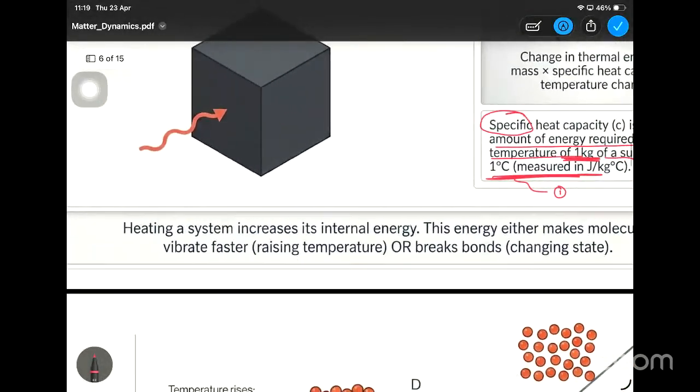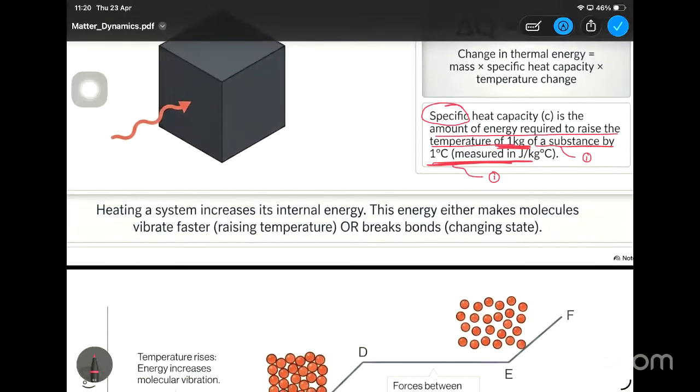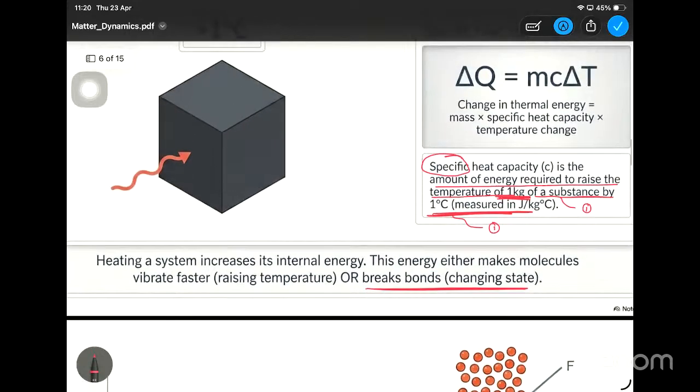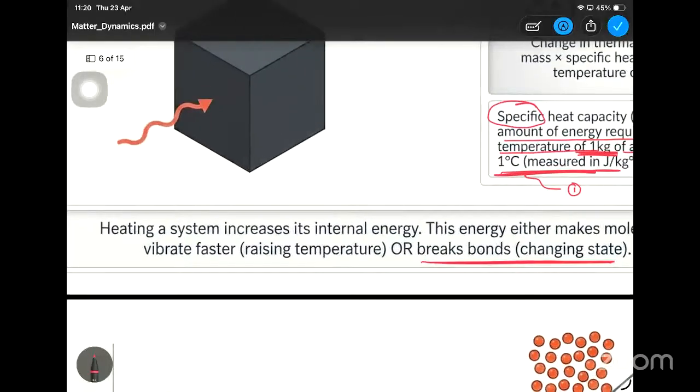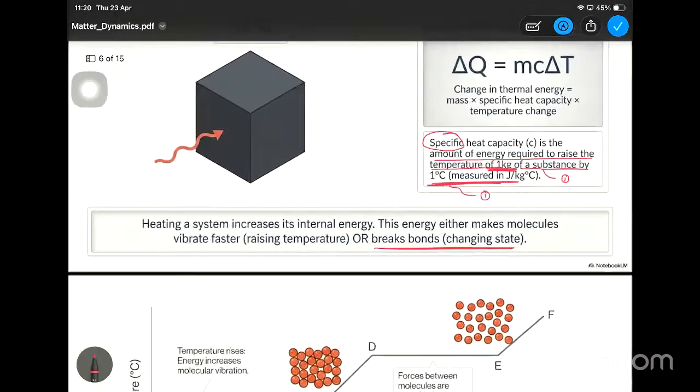Heating a system increases its internal energy. This energy either makes molecules vibrate faster or breaks the bonds. If it is breaking bonds, then the state will change, right? Whether it is going from solid to liquid or from liquid to gas. And here the particles will vibrate faster, so particles are now moving at faster speeds. Speed increases means their kinetic energy will also increase, right? So we discussed these things.